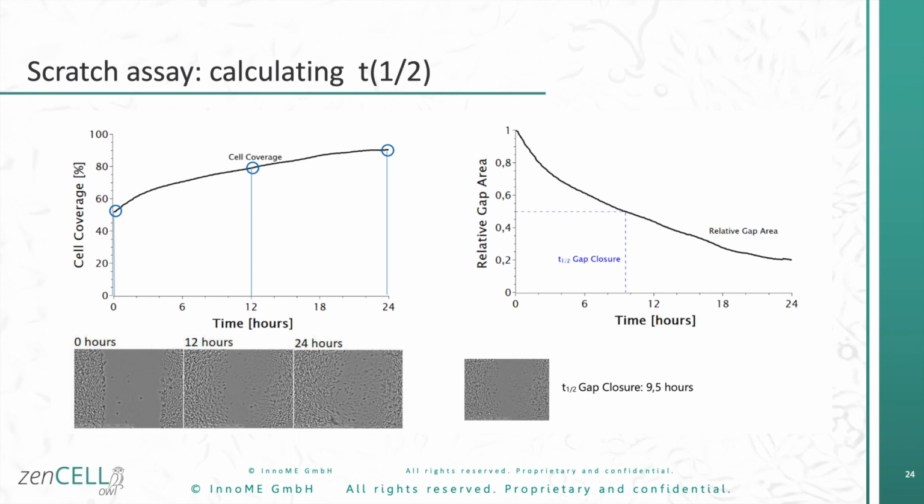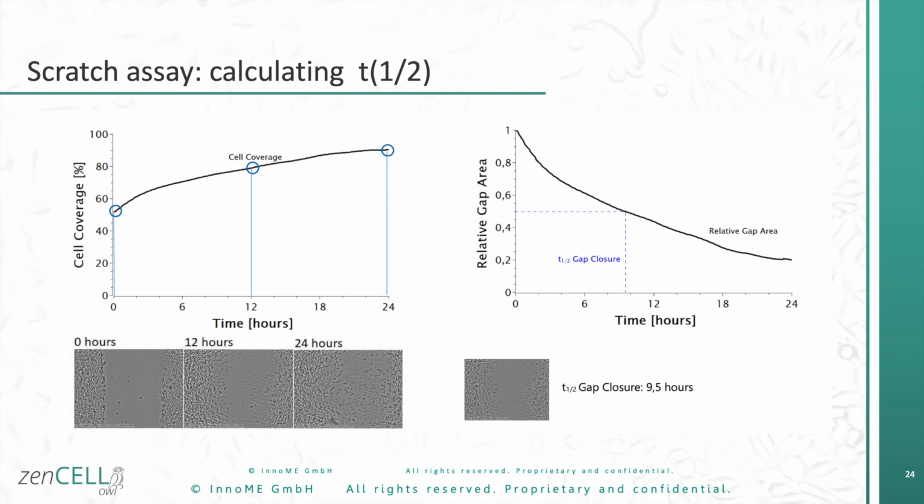What we can do with the zenCELL is that we can monitor and analyze every picture taken and calculate the cell coverage percentage of the area we are monitoring. So in this example, we have just done this, and here are 3 example pictures below the graph on the left-hand side.